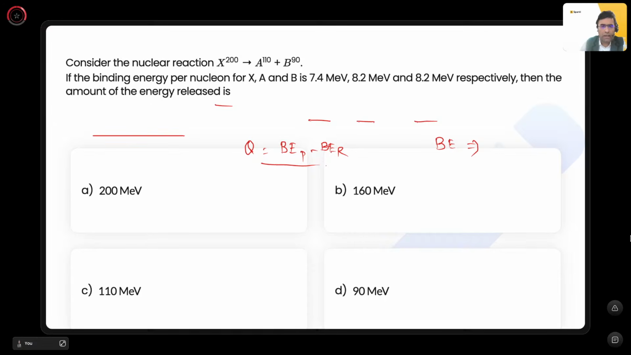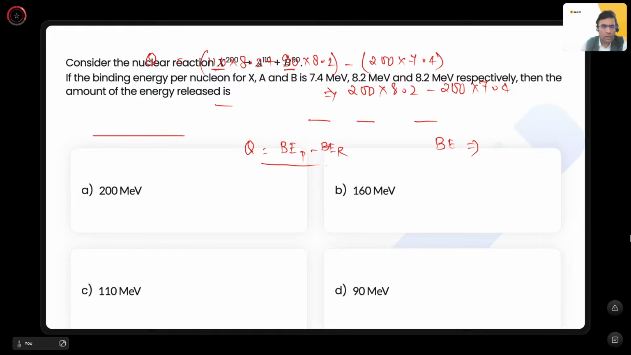So we have to find the binding energy for products. So for products we get 110 into binding energy of A, which is 8.2, plus binding energy of B, which will be 90 into 8.2. This is the binding energy of products minus binding energy of the reactant. So it will be 200 into binding energy per nucleon. So this will be my Q value. Now 8.2 will come out common, so it will be 200 into 8.2 minus 200 into 7.4.